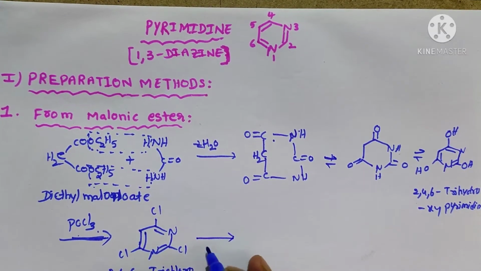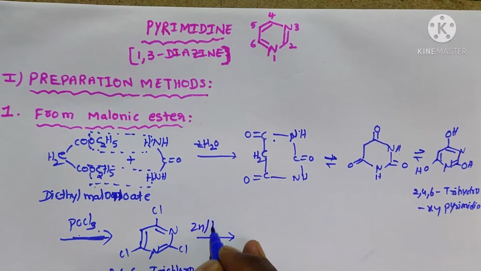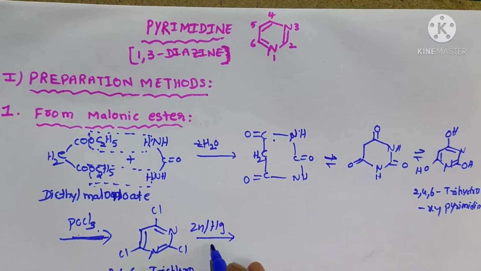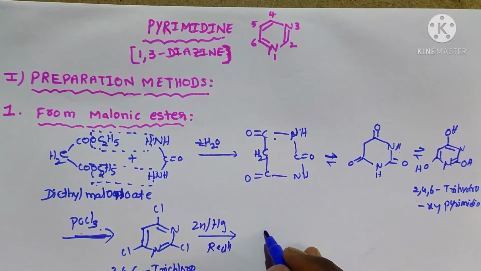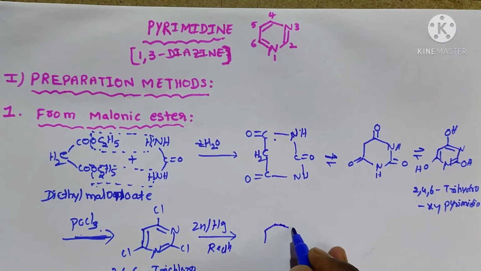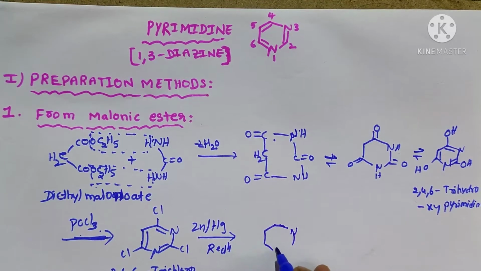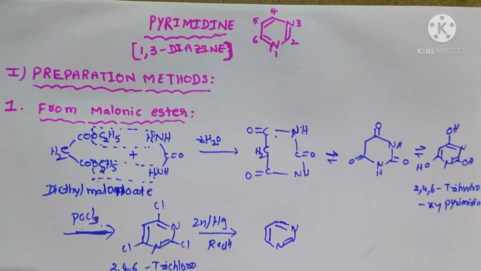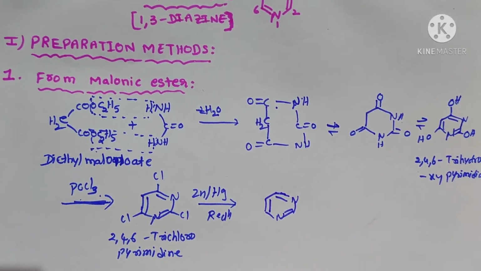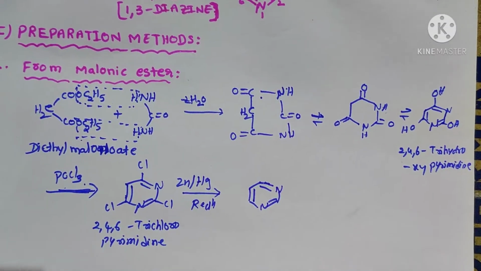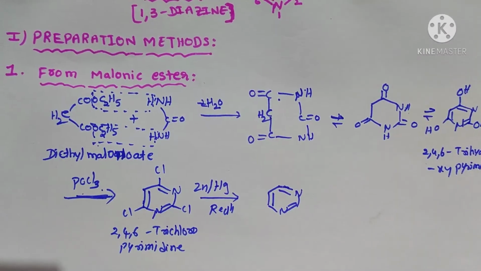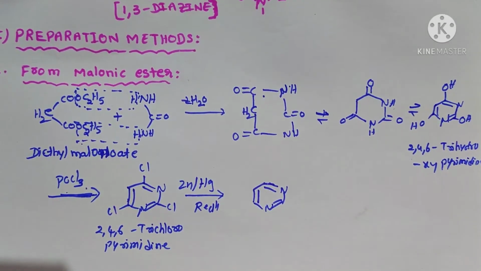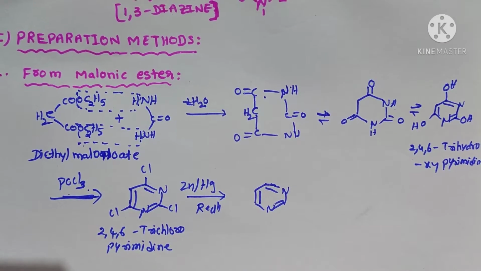If it is reduced with zinc amalgam, reduction occurs, and chlorine will be substituted with hydrogen. As a result, we get the pyrimidine. Okay. So this is a very simple method to prepare the pyrimidine.